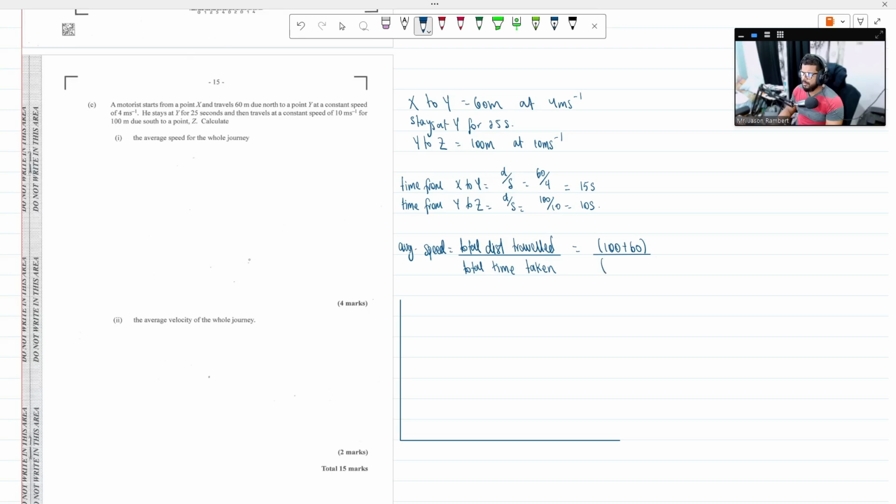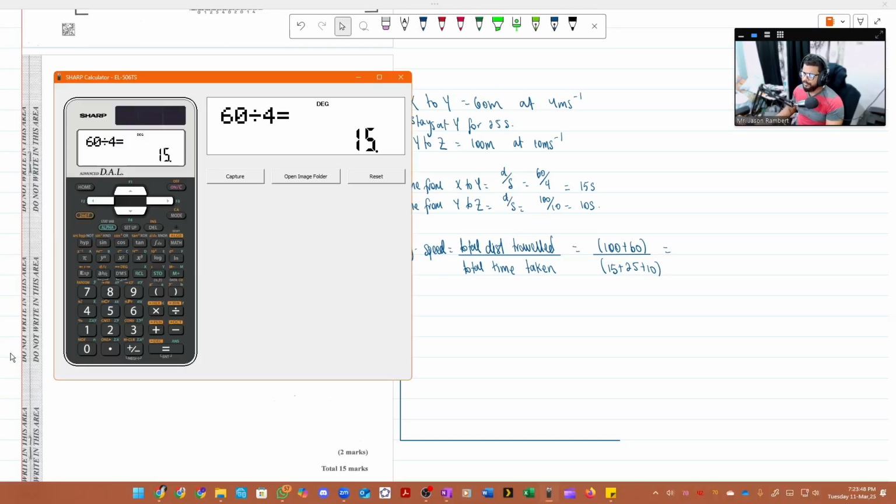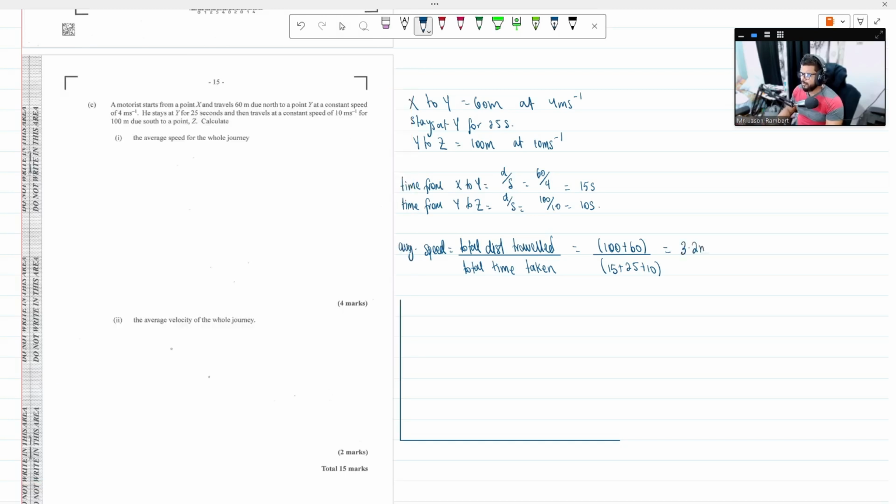It's going to be 15 plus 25 plus 10. Check it out. 160 divided by 15 plus 25 plus 10. 3.2 meters per second. That is my average speed.